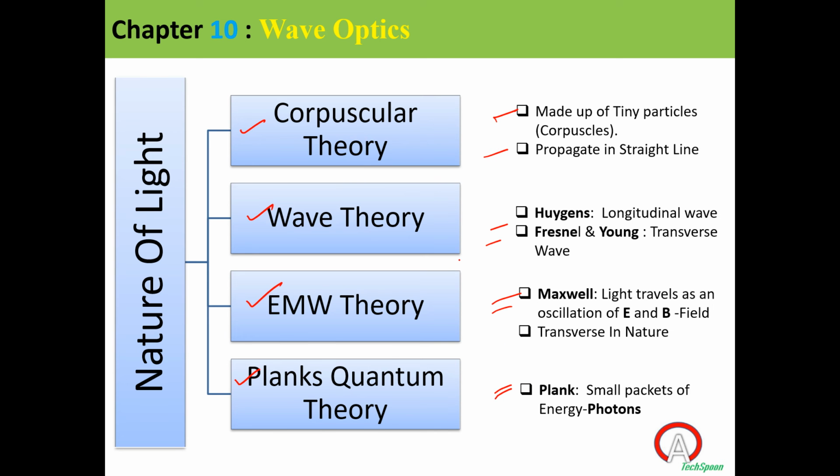For the corpuscular theory, I forgot the scientist's name. I think it is Isaac Newton. One more scientist was there, I forgot his name. Wave theory: Huygens, Fresnel, Young. Maxwell: EM wave. Planck: from the name itself.